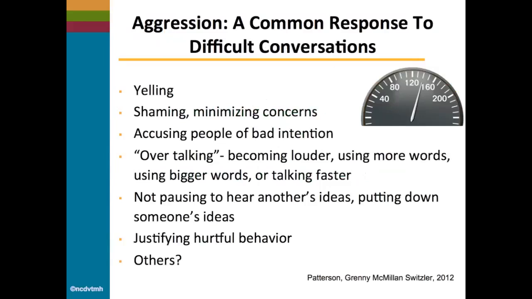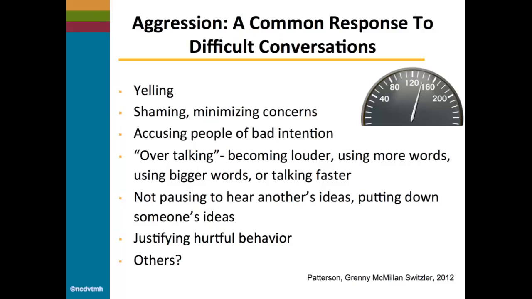So in thinking about aggression, that looks a few different ways in a conversation. It can be yelling or shaming people, minimizing someone's concerns. Someone has an idea and it's like, oh, no, that's not a good idea. That's never going to happen. Accusing people of bad intention, you're trying to make me do or make me feel, rather than owning how we're thinking or how we're feeling. Sometimes folks will overtalk, and that looks a lot of different ways, right? We can be louder. We can use more words. We can talk bigger, use bigger words. We can talk faster. That becomes a way that we can dominate a conversation.